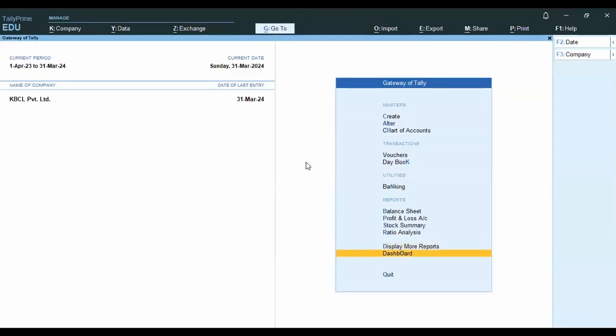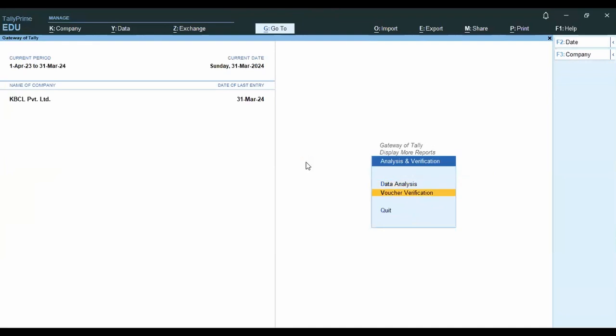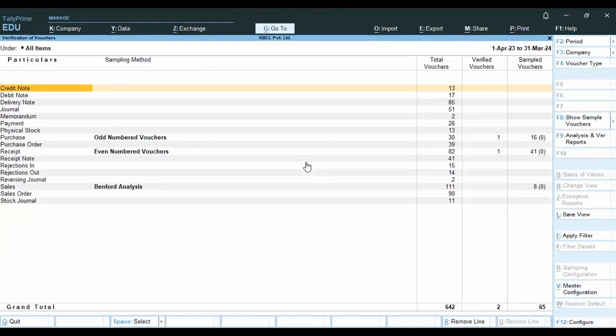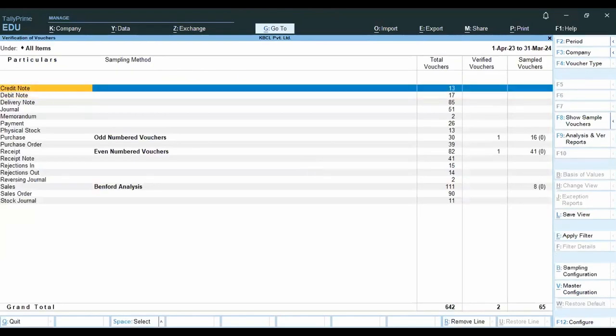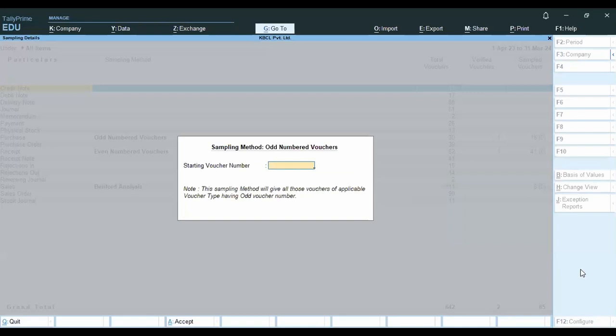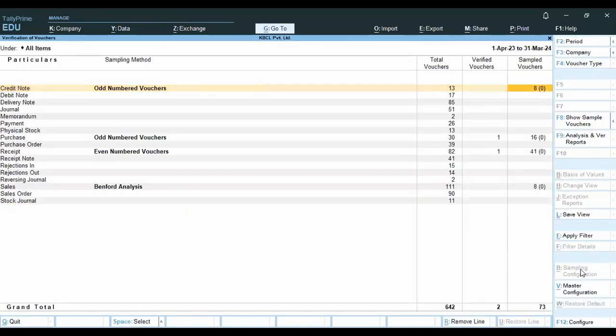So again, I'm moving to dashboard. I'm moving to display, analysis and verification, voucher verification. Under analysis and verification, voucher verification, simply going to verification of voucher. And see, madam, I just need to select that. And there is one option on right hand side, sampling configuration. So simply click sample configuration and select the sampling method. This is how sample is selected. You can select any sort of method. And this is how the sample gets selected.